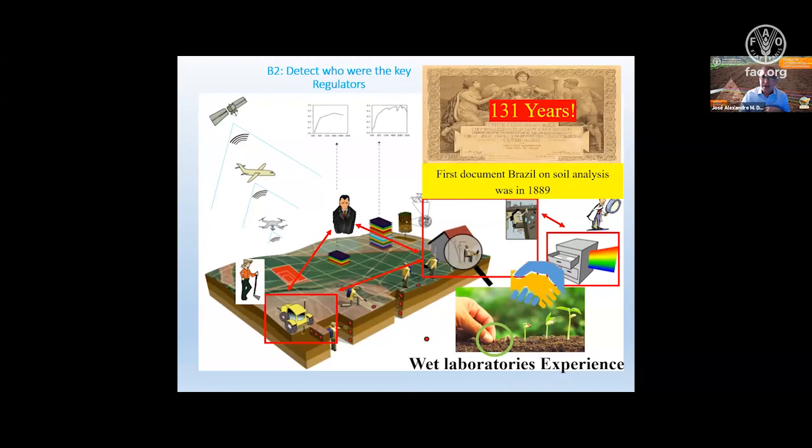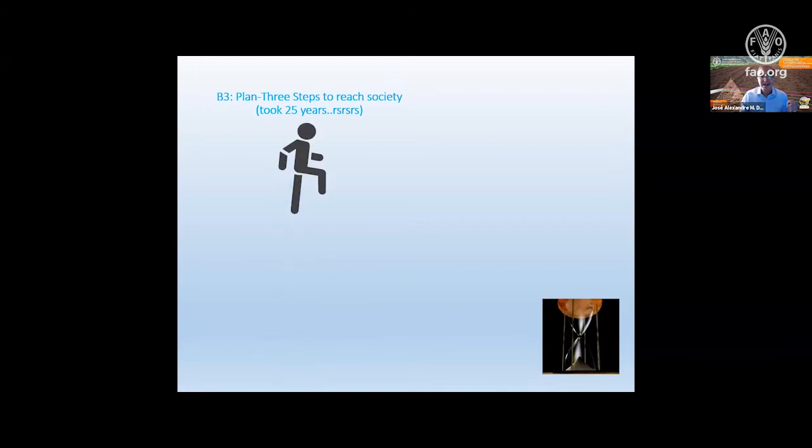So we thought we had to merge the sensor with the wet laboratory, and not try to take the sensor directly to the farmers. Farmers won't buy it. We need to merge efforts with people who already have a lot of experience. So we prepared three steps to reach society. It took 25 years. We started in 1995.